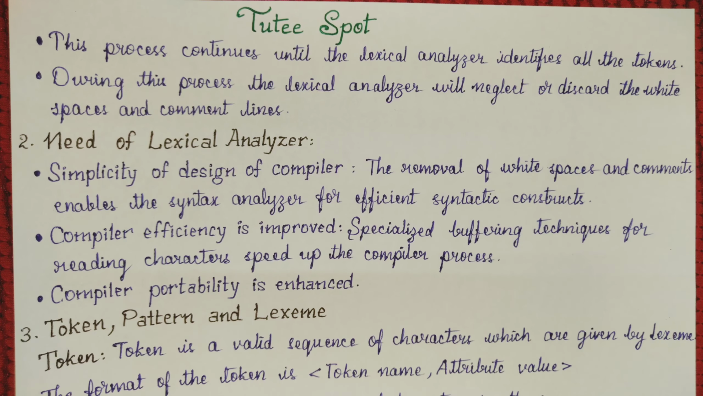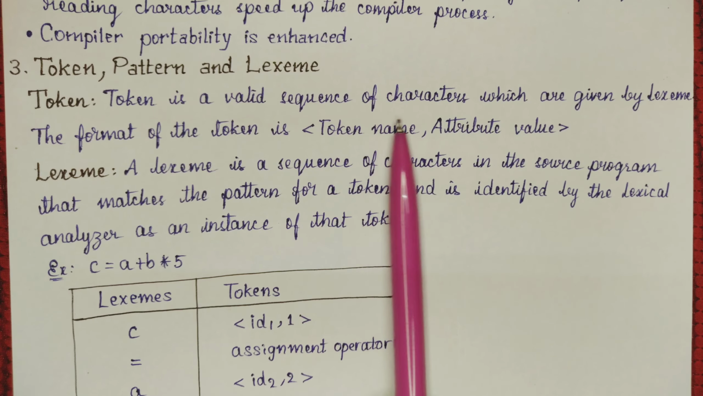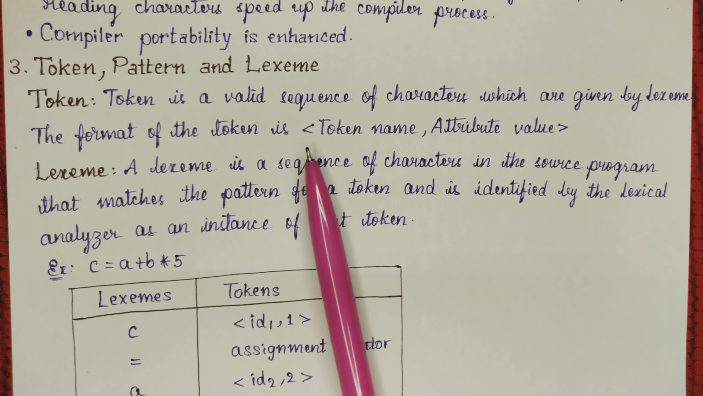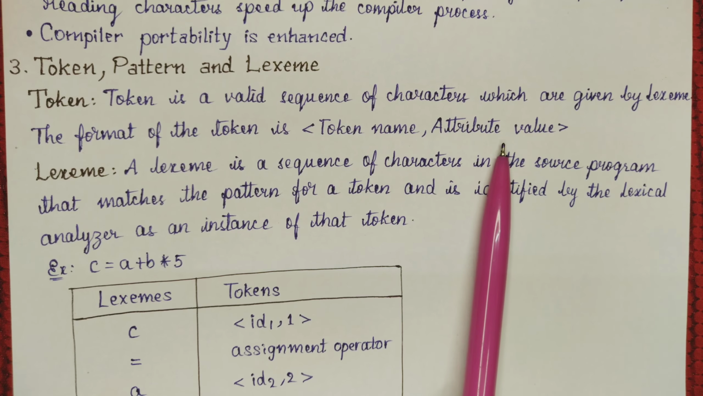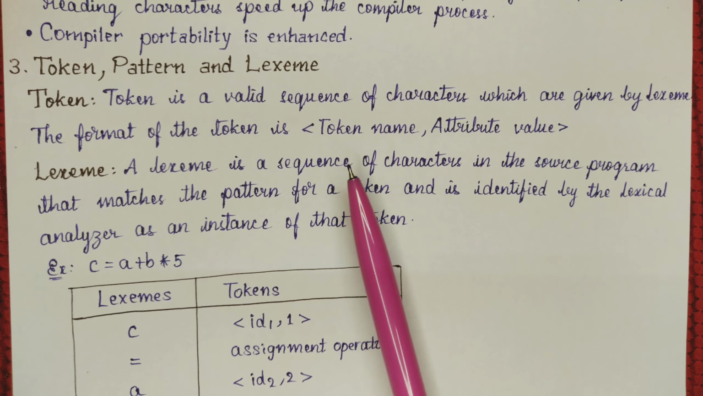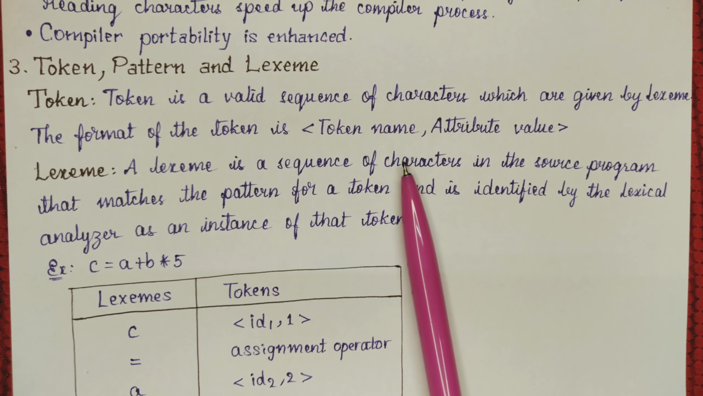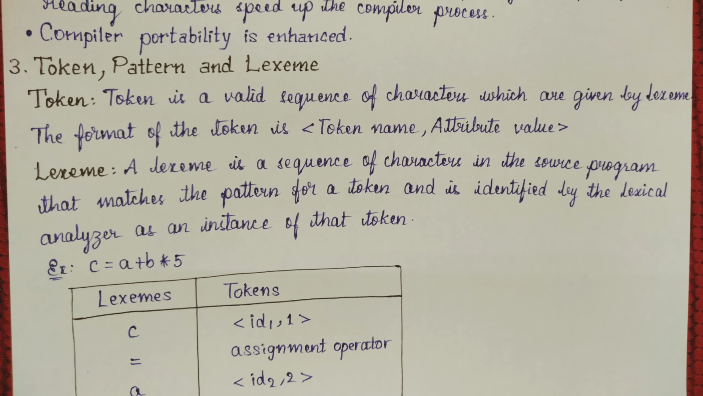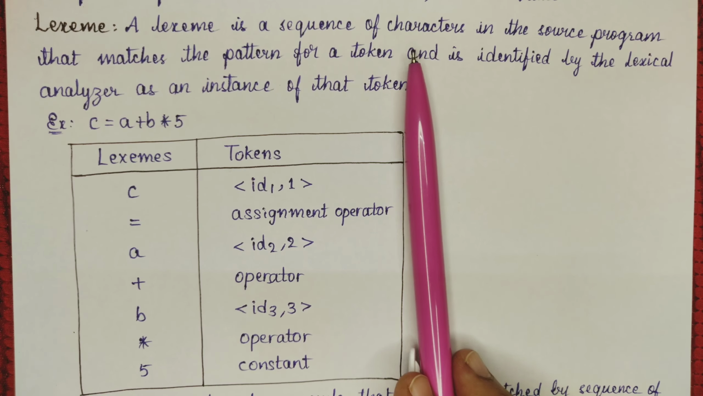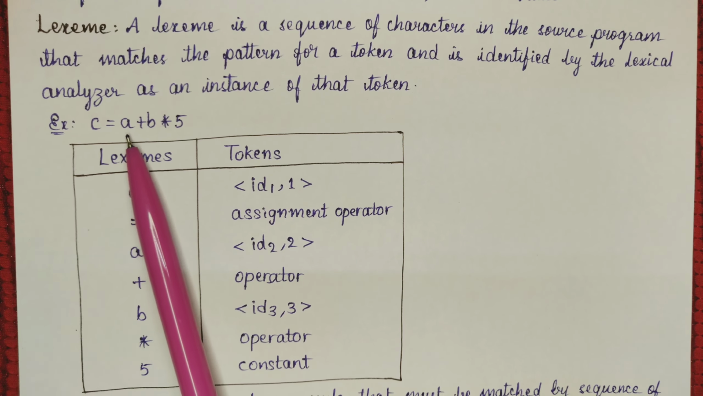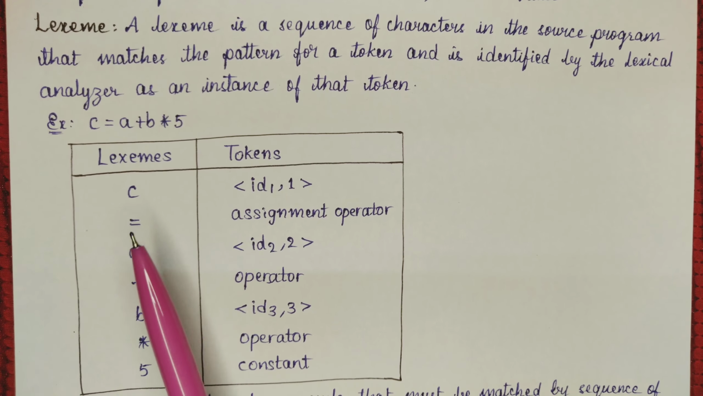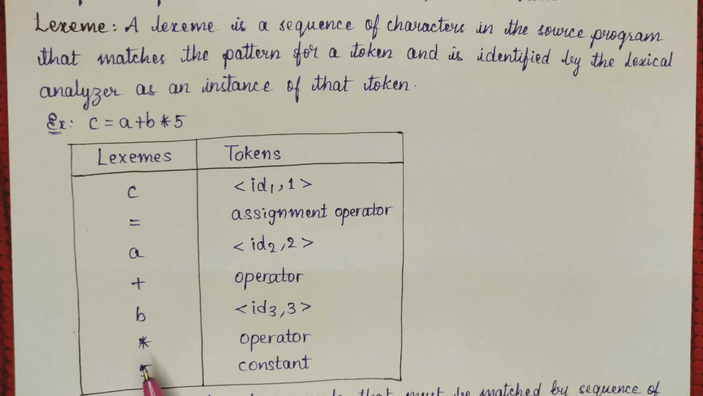And coming to the third topic, we have to discuss tokens, lexemes and patterns. A token is a valid sequence of characters that are given by lexemes. A token is a pair of two components, token name and attribute value, written within angular braces. The token name may be a keyword, constant, identifier, number, operator or symbol. Next is lexeme. A lexeme is a sequence of characters. Suppose we take the example C = A + B * 5. Then the lexemes are C, =, A, +, B, *, 5.